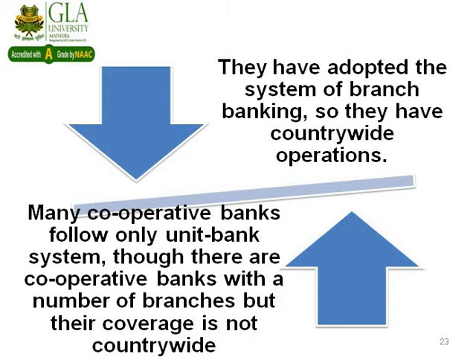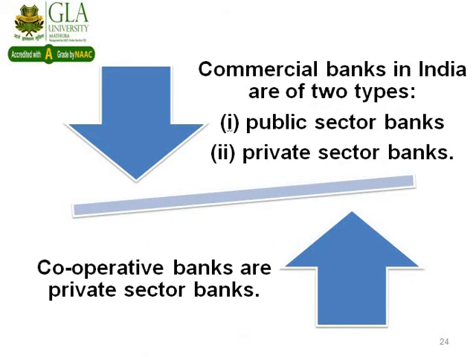But many cooperative banks follow unit banking, and the unit banking system says that there is only one branch or one bank. This is just vice versa of the branch banking system. In branch banking we have a number of branches, and in unit banking we have only one branch or one bank. Though there are cooperative banks with a number of branches, their coverage is not countrywide; they do not have geographical reach across the length and breadth of the country. Commercial banks in India are of two types: public sector banks and private sector banks. Cooperative banks are private sector banks, but they are under the control of the state government.